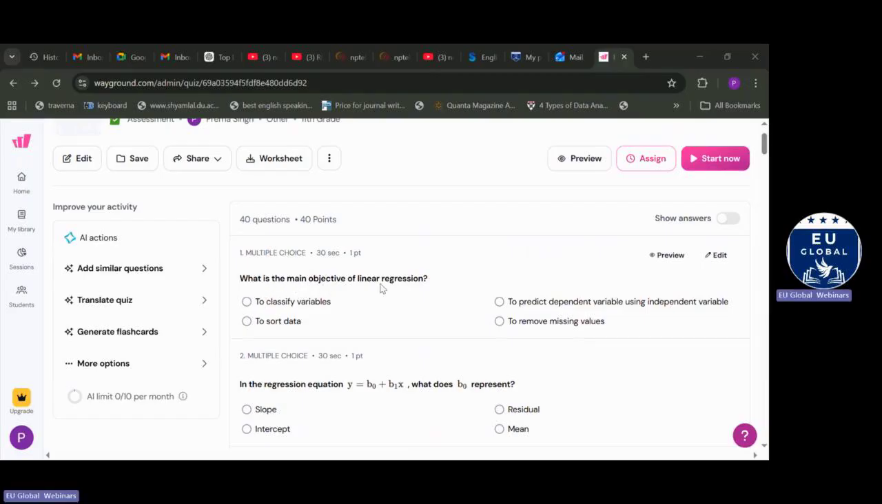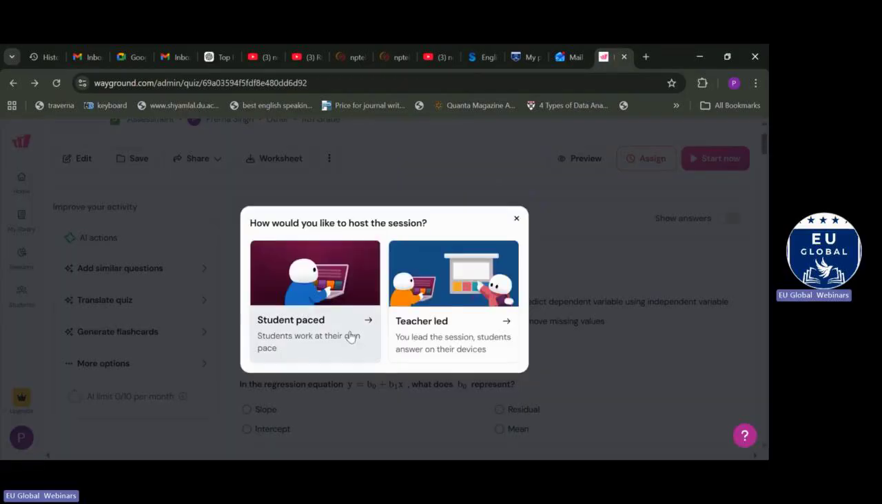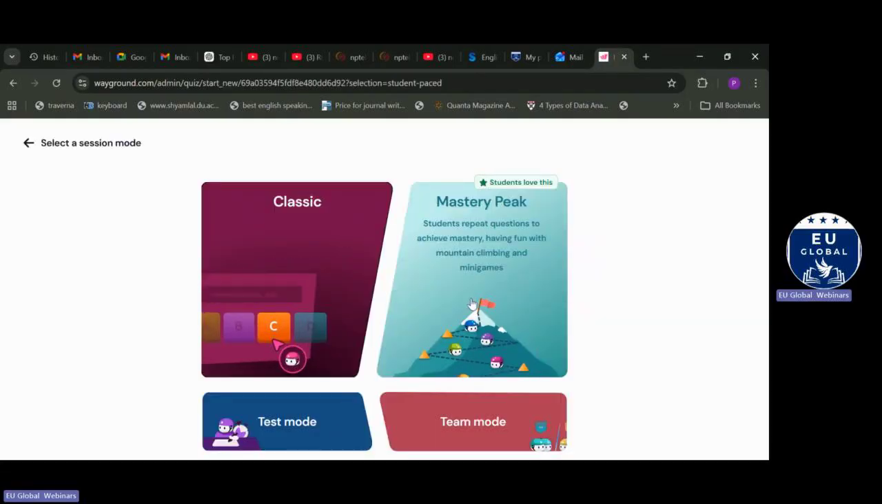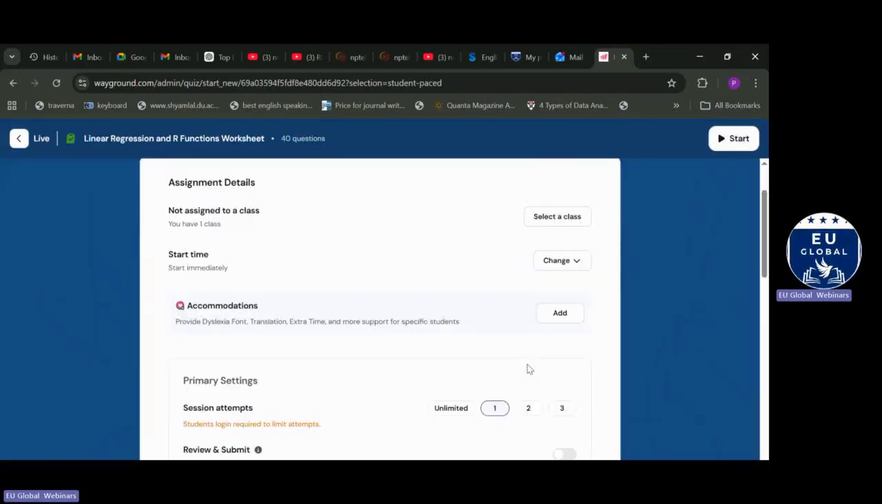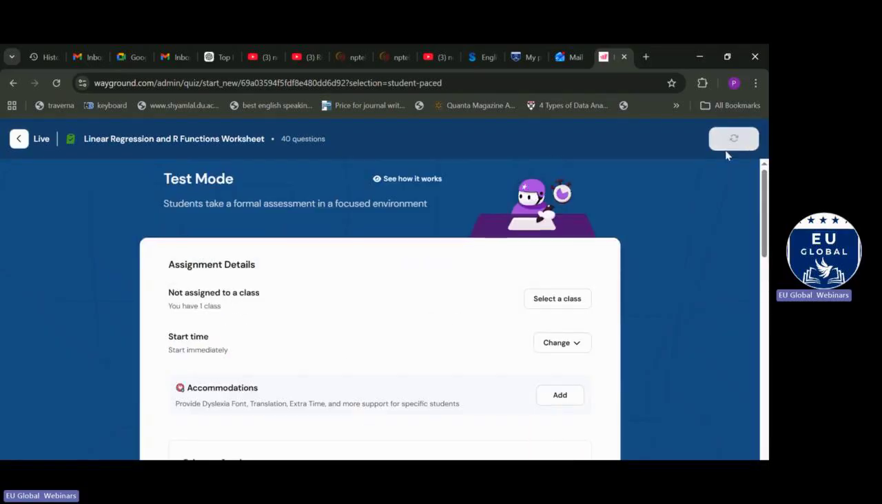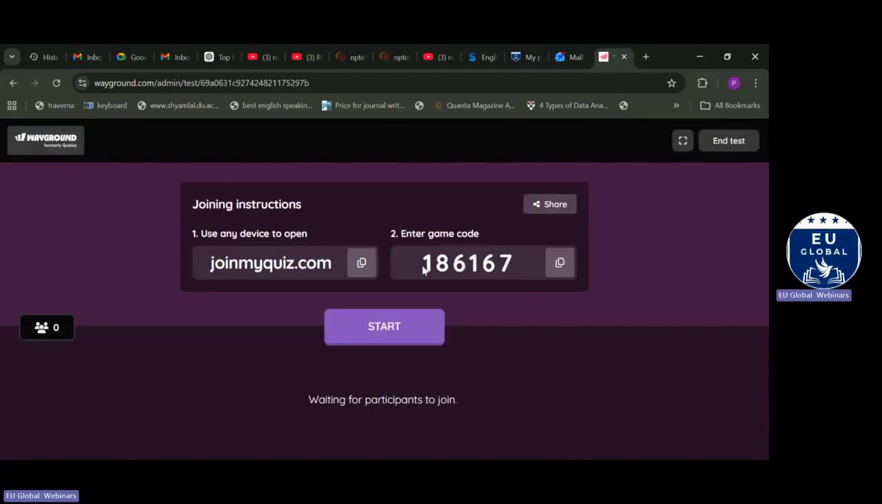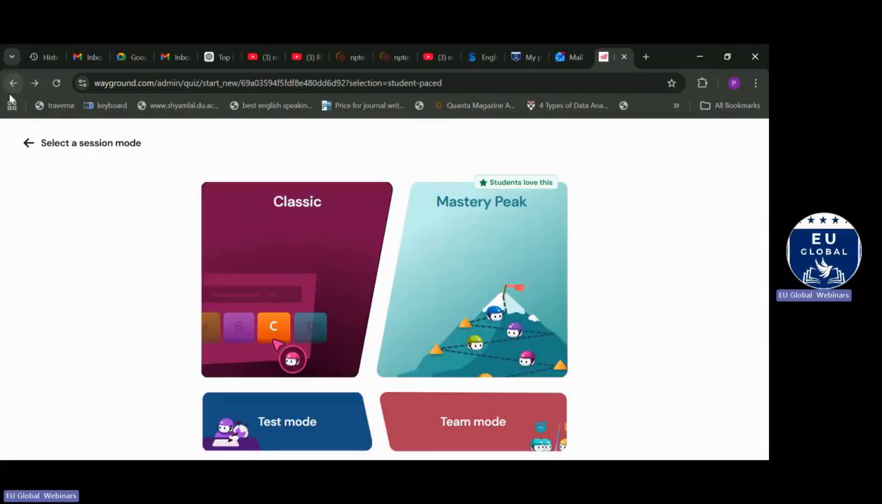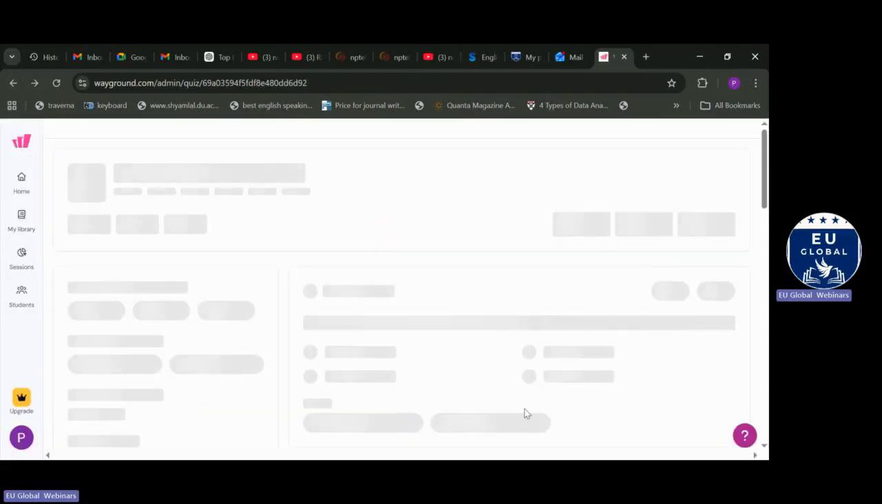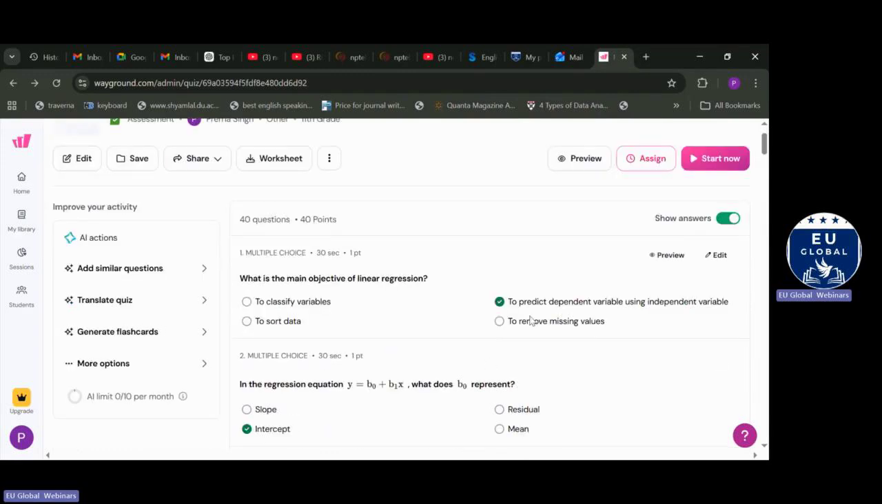So first is, what is the main objective of linear regression? We can start the quiz from here, and this is the code that will be given to you, and then you just have to fill in this code. You have to use joinmyquiz.com and this code, and then you can start a quiz, right? But other than this, I'll be showing you the questions so that you understand what the expected questions in the quiz are, but the answers will not be shown, right?